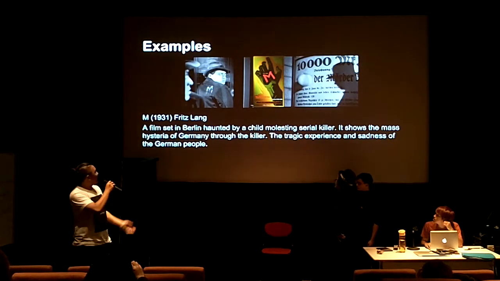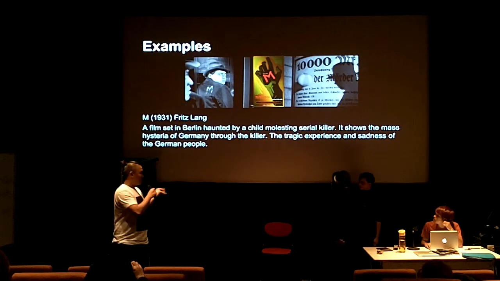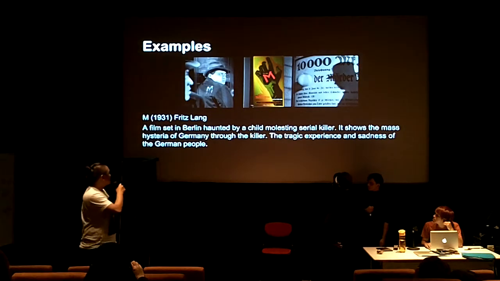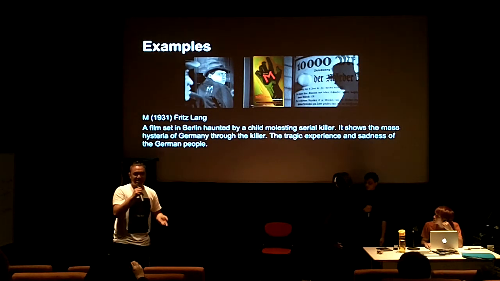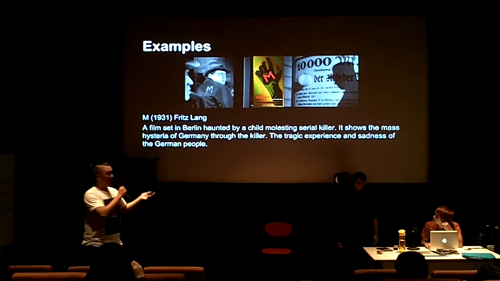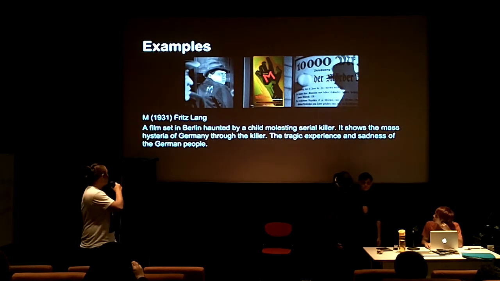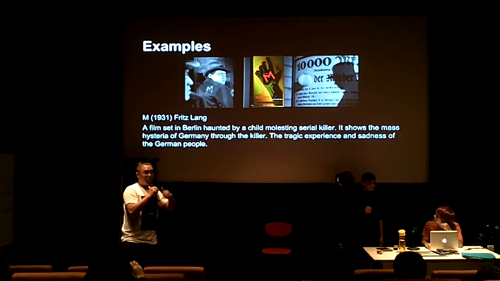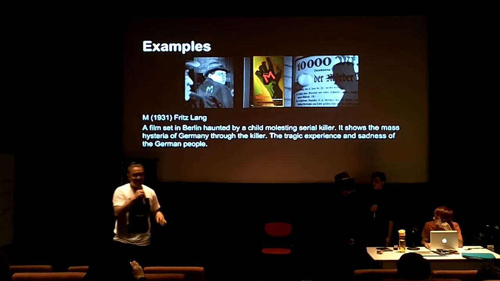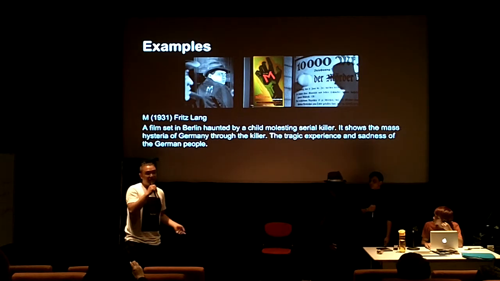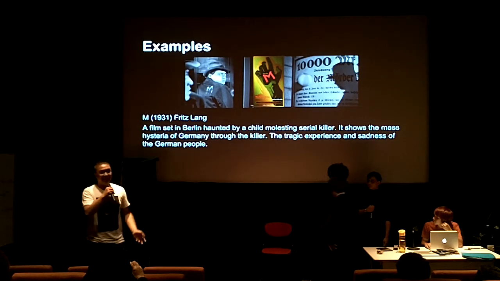And we have M by Fritz Lang. I have two examples of his. This is one of them. It's basically a film set in Berlin, and it talks about a child molester going around killing people. So it shows the mass hysteria of Germany through all these killings. After the war, it shows the tragic experiences and sadness of what they felt during that time, after all the killing and stuff.